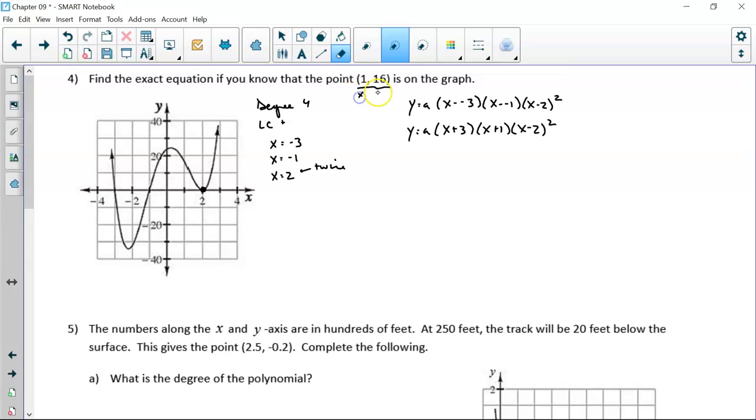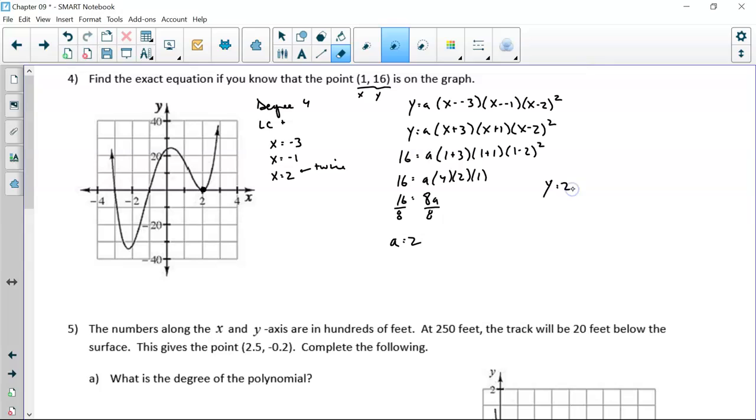So 1 is my x I'm going to use, and 16 is my y. So 16 equals a, 1 plus 3, 1 plus 1, and 1 minus 2 squared. A times 4 times 2 times negative 1 squared, which negative 1 squared is going to be a positive 1. So 16 equals 8a. Divide both sides by 8. A equals 2.